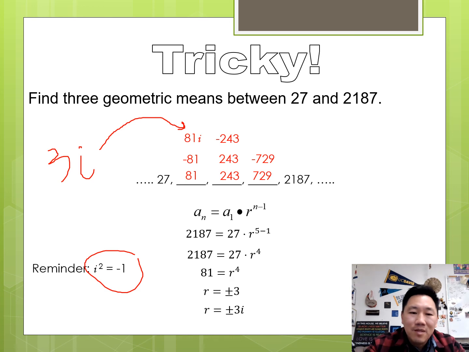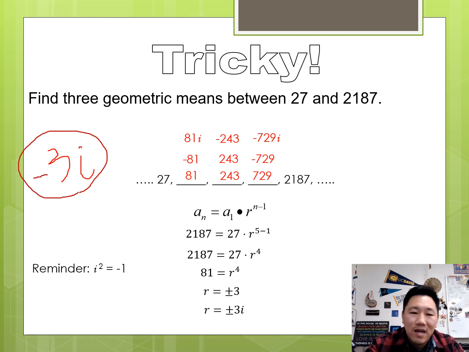Go ahead and take that 3i and multiply it with this. You should get negative 729i. And then finally, 3i times negative 729i gives you negative 2,187i squared, but then again i squared gives us a positive 1. So that's why the 3i works. All right, and then we also have negative 3i. And let's see how that works.